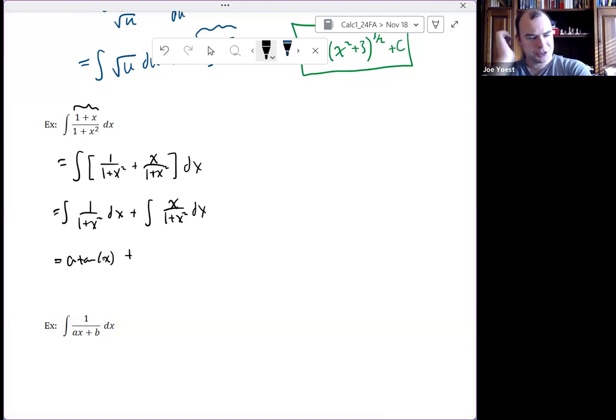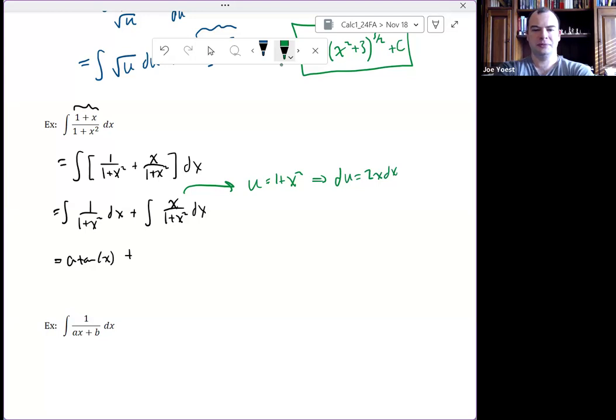Oh, the second one, I'm not so sure about this one. But I did get a bit of a hint before when I was playing around with the substitution rule at the beginning of this problem. It didn't quite work out, but I do remember that if I had u equals 1 plus x squared, that whole denominator, that meant du was 2x dx. I almost have a du here. I have an x dx, not a 2x dx.